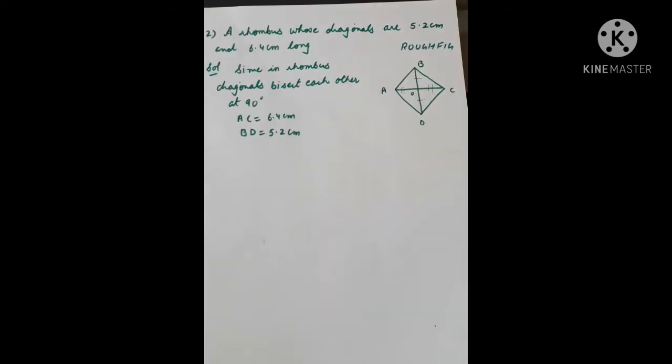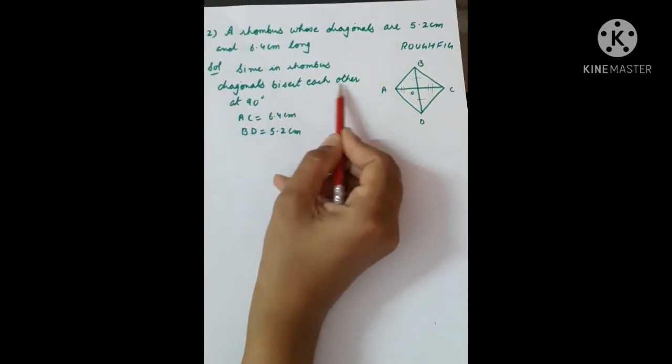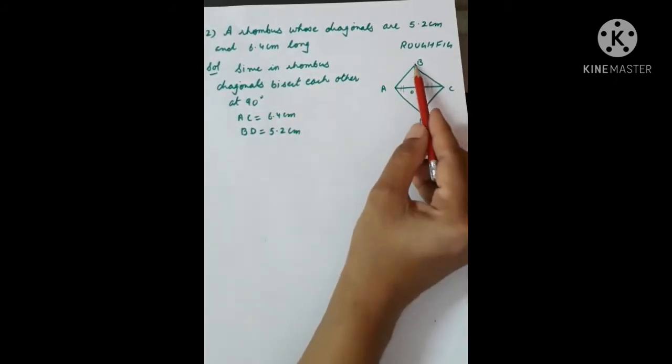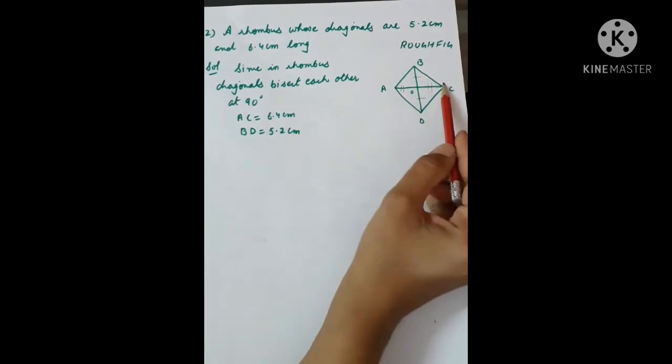Question number 2: you have to construct a rhombus whose diagonals are 5.2 centimeter and 6.4 centimeter long. So here we will use the properties of rhombus. Since in a rhombus the diagonals bisect each other at 90 degree. So here I have drawn the rough figure. You can see ABCD is a rhombus in which the diagonals are bisecting.